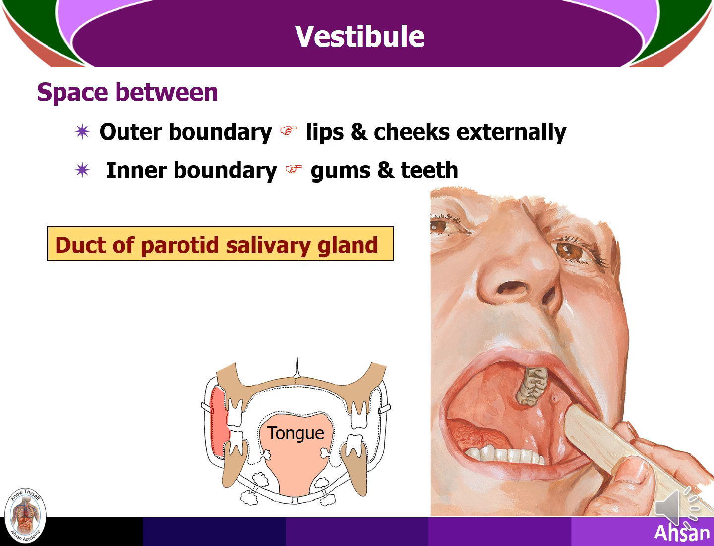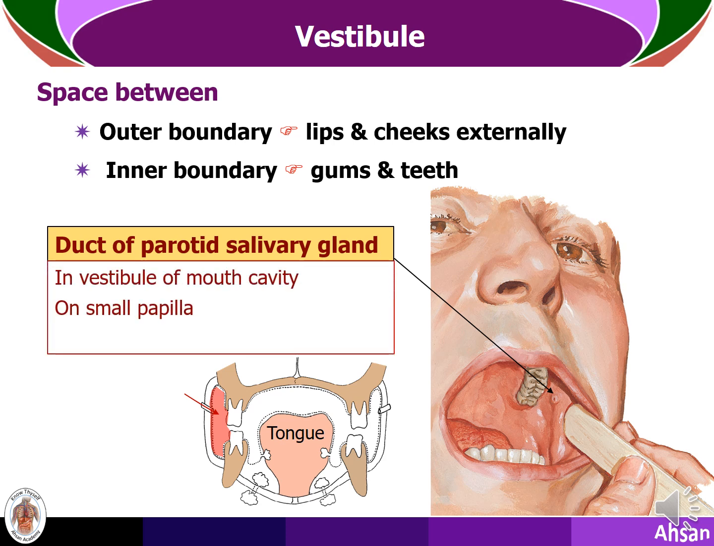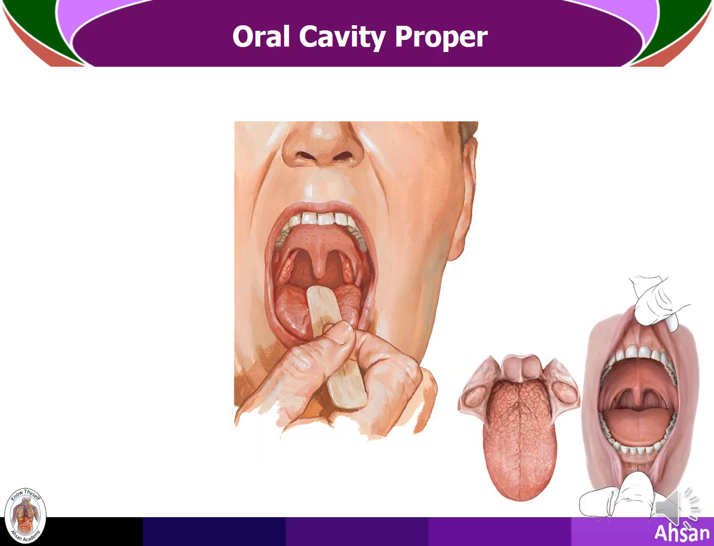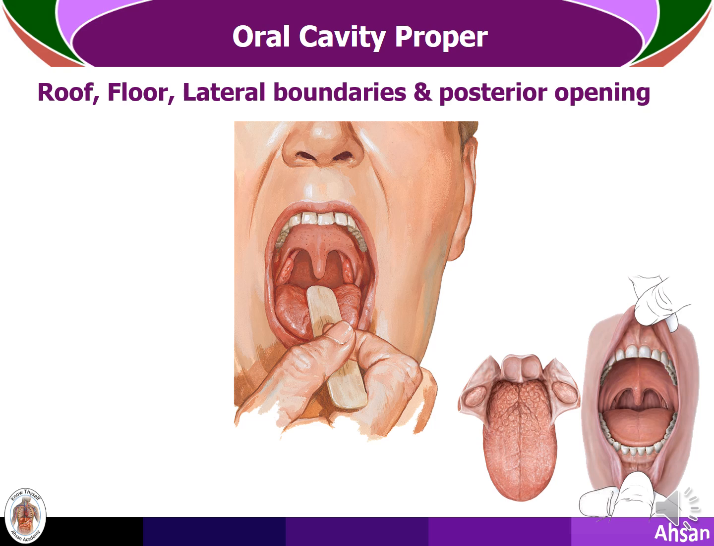Here the most important feature is the opening of the parotid duct. It opens on a papilla. You can see the papilla, and the tip has a small opening. This duct opens into the vestibular cavity on a small papilla opposite to the upper second molar tooth. You can see in the figure the position of the oral cavity and the vestibule and the opening of the parotid duct.